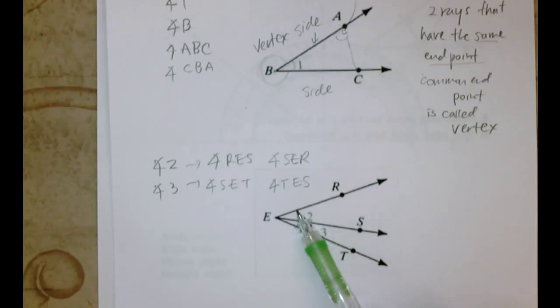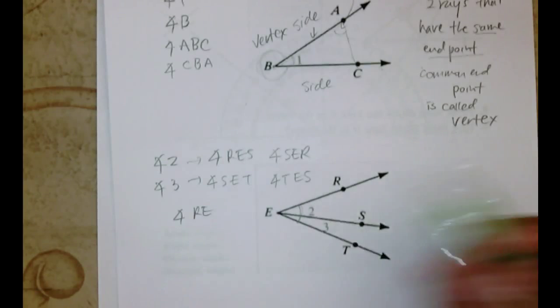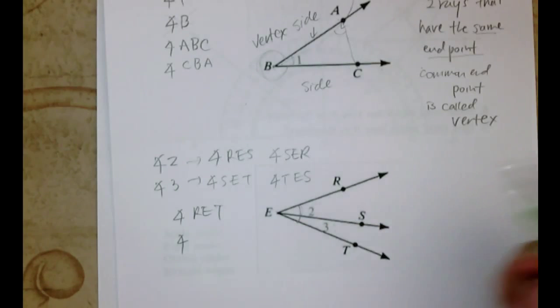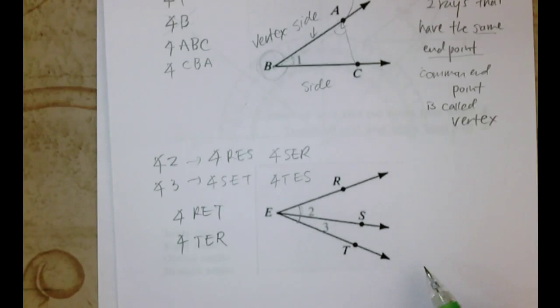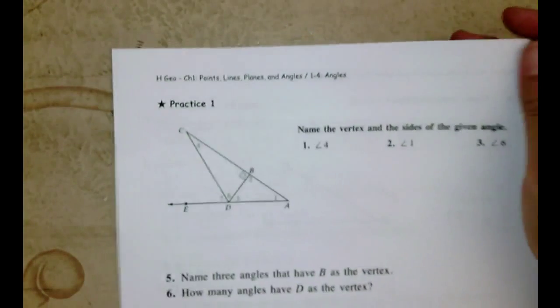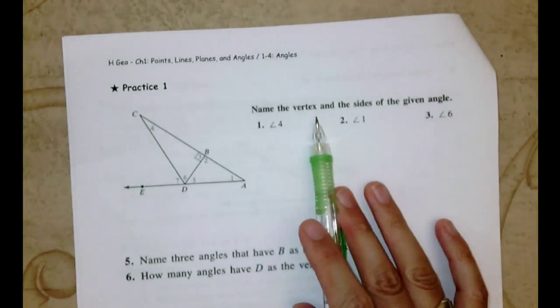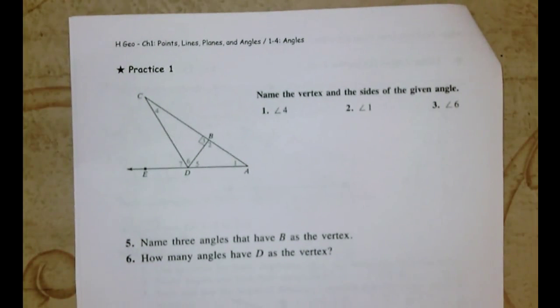Now, when you want to refer to this big angle here, the together angle, then you'd say R, E, T, or angle T, E, R. Okay? But you cannot say angle E. That's no good. Okay? Next page. Practice 1. Name the vertex and the sides of the given angle. Alright, try this and come back.